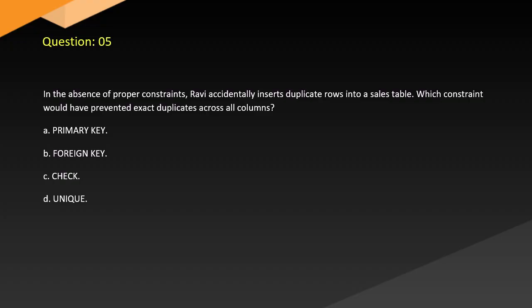Question 5. In the absence of proper constraints, Ravi accidentally inserts duplicate rows into a sales table. Which constraint would have prevented exact duplicates across all columns? A. Primary key. B. Foreign key. C. Check. D. Unique.